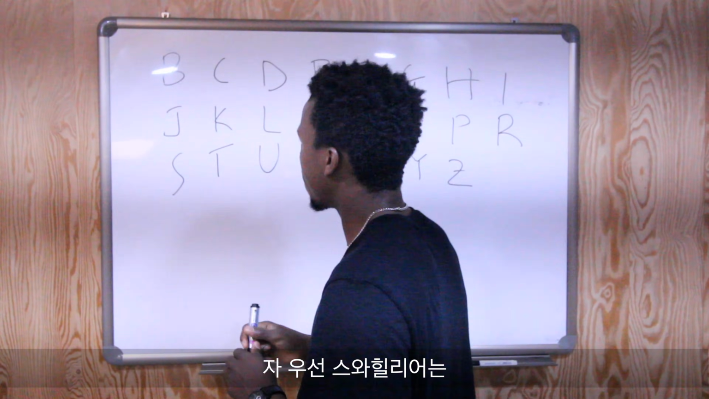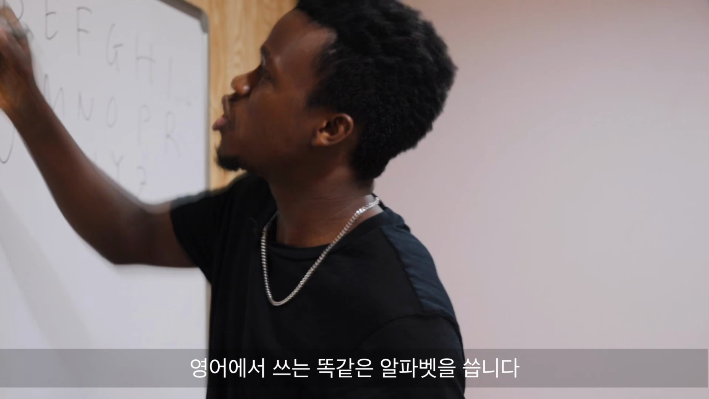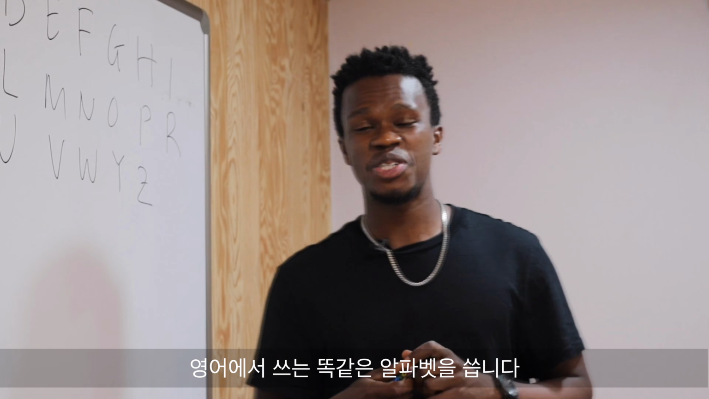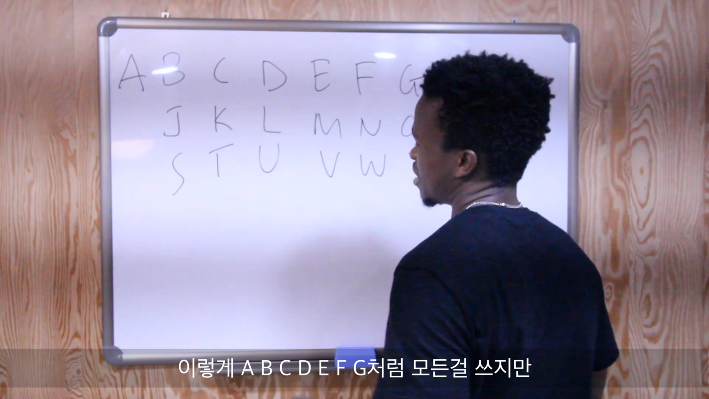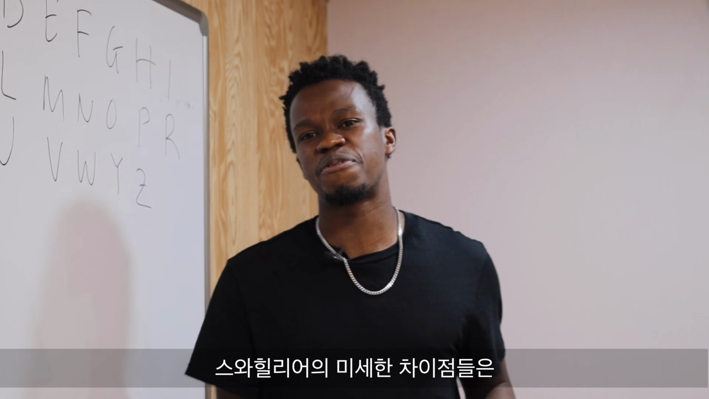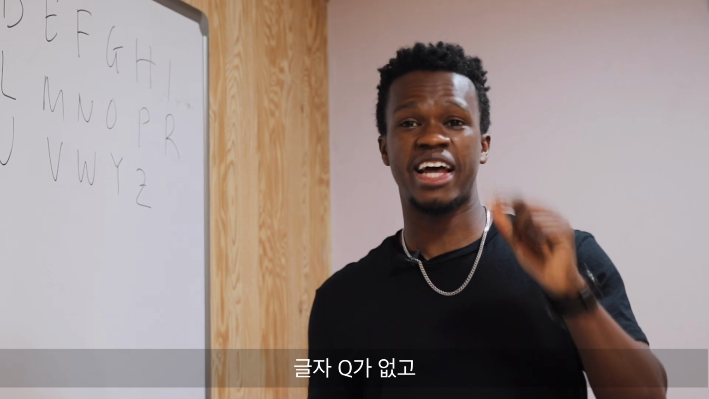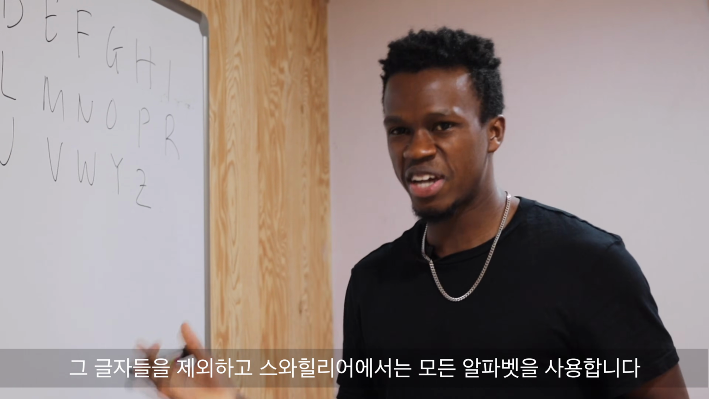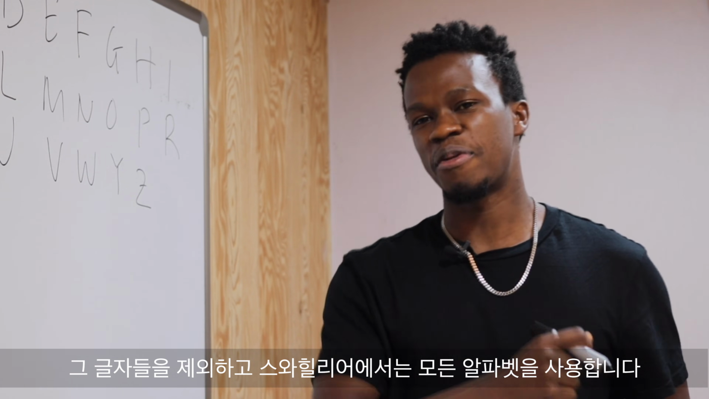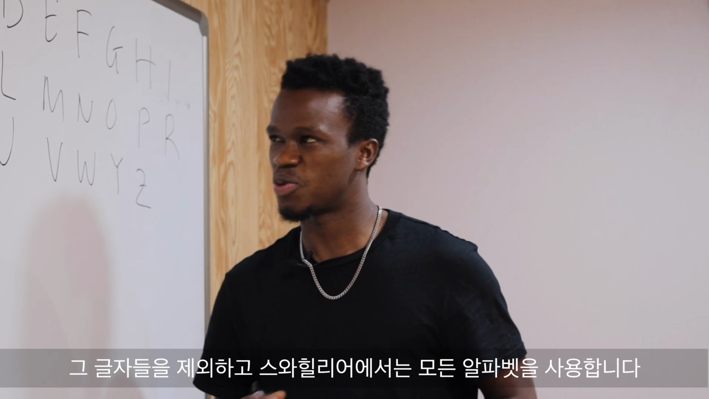So for instance, in Swahili, the same alphabet used in English we use in Swahili as well. So for instance, A, B, C, D, E, F, G, everything. But in Swahili, a little bit different is that we don't have the letter Q and we don't have the letter X. But the rest of the letters or alphabet, we are using them in Swahili.